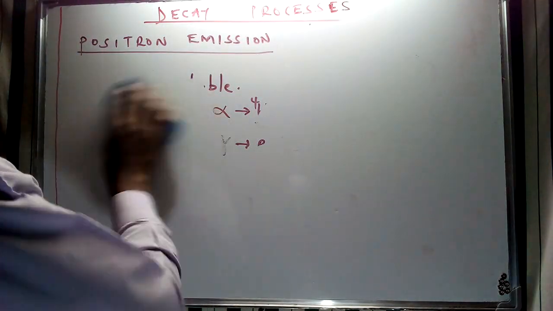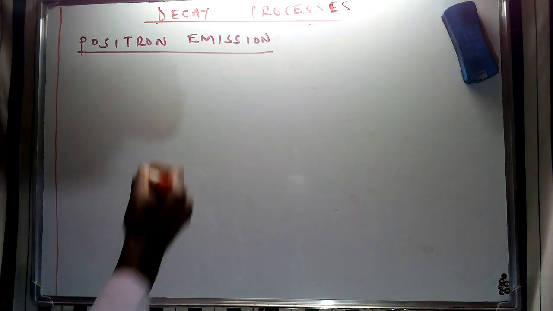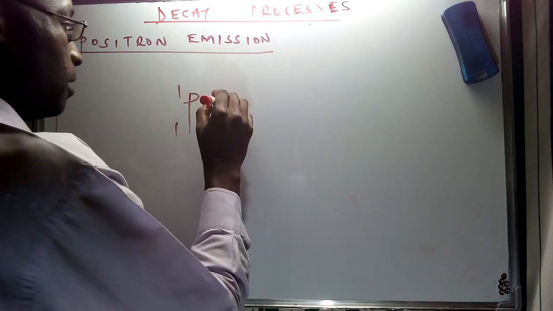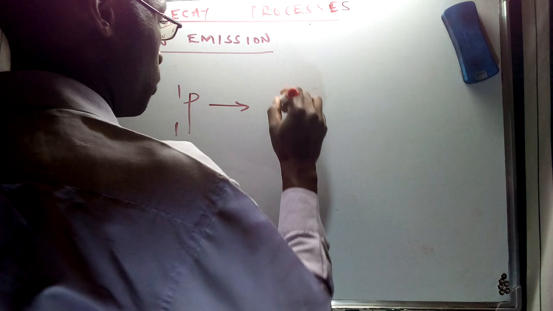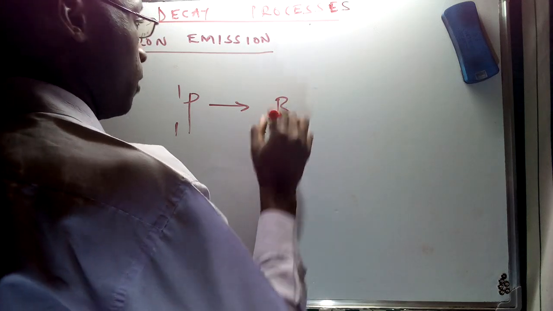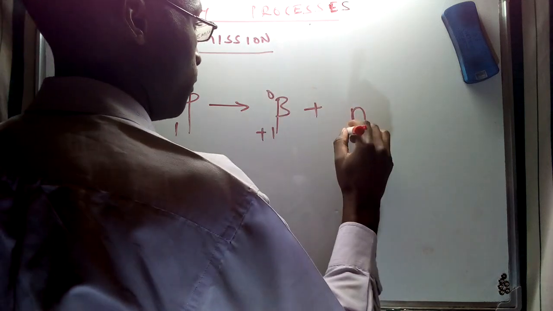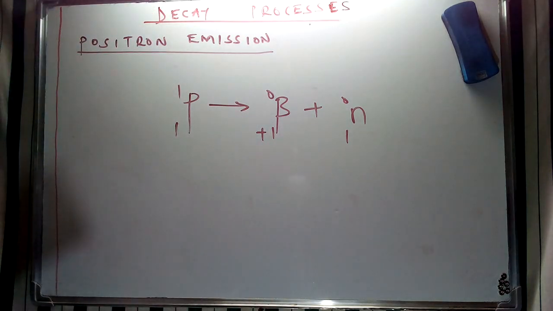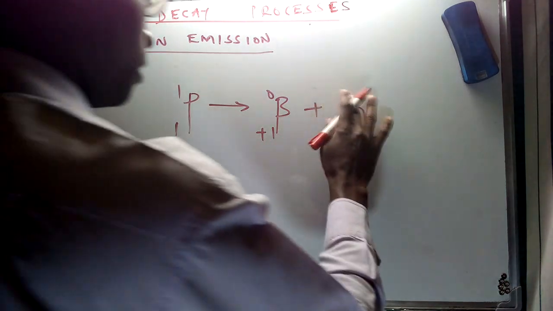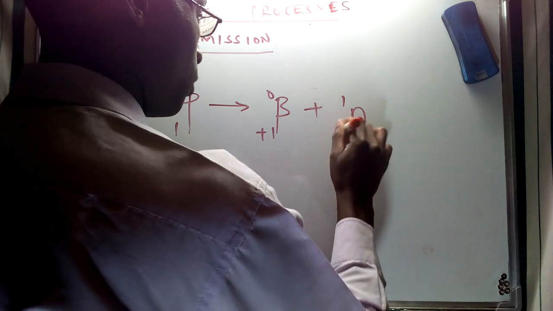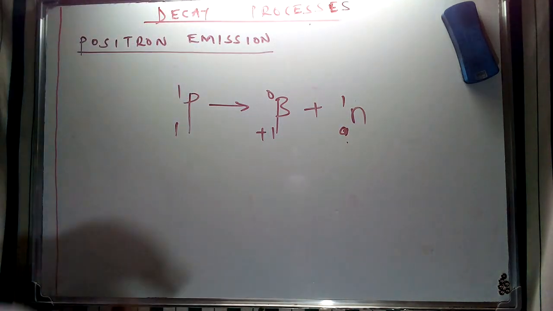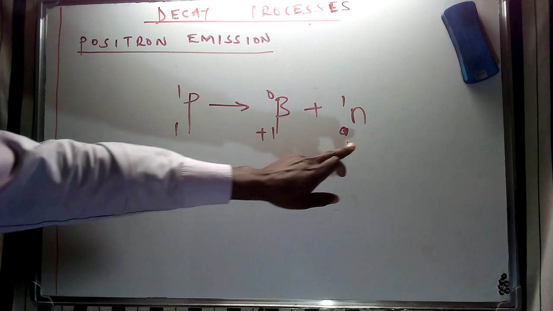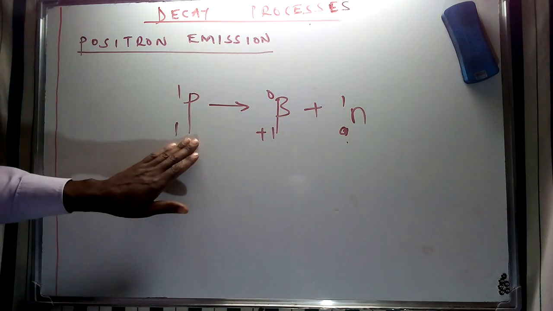Now we can illustrate this in terms of a nuclear equation, which will help us understand how this specific process takes place. I've said that a proton is going to be converted into a neutron, so the proton, given as one, is converted into a positron and a neutron, and this is a transformation of the proton.